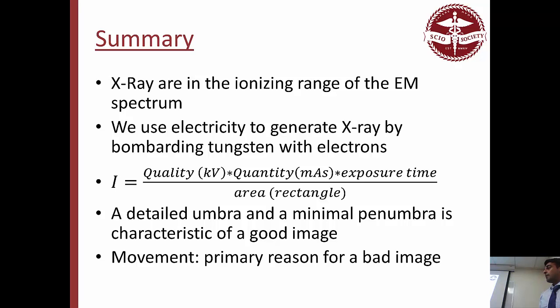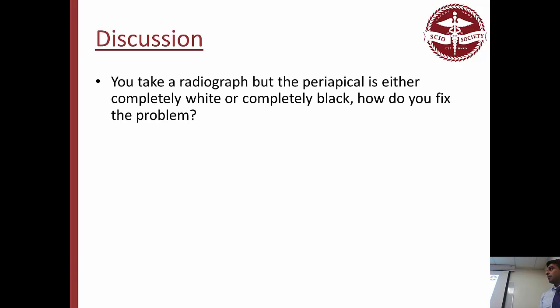So now the best way to use this information is to apply it. So let's do some discussion, okay? You take a radiograph, but the periapical area is either completely white or completely black. How do you fix the problem? So what's happening?